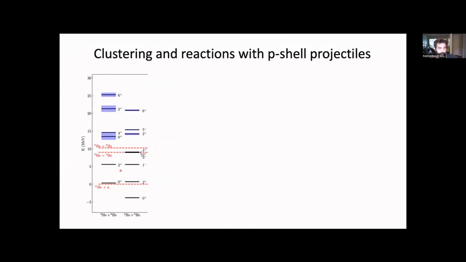Then, sorry, we can do a calculation for alpha plus 8 helium. Again, the threshold of importance is here. This contains only 4 helium plus 8 helium, so you still have 0, 2, 4, 6. Now you have a negative parity band because you're no longer dealing with identical object scattering.